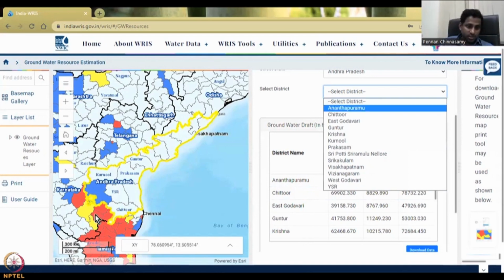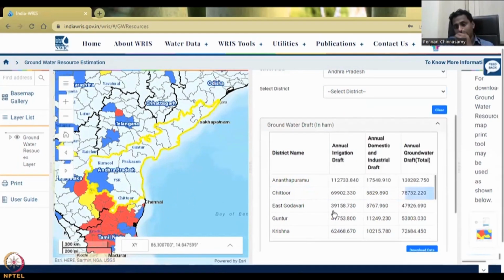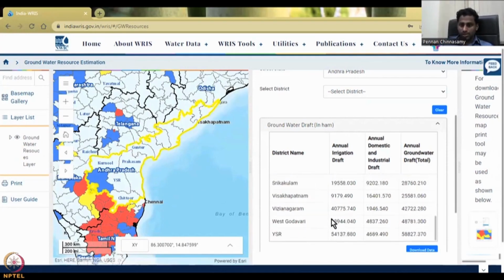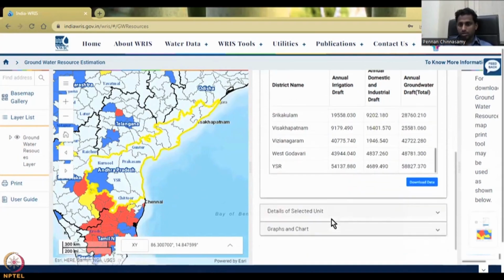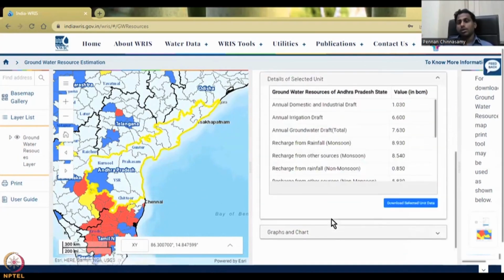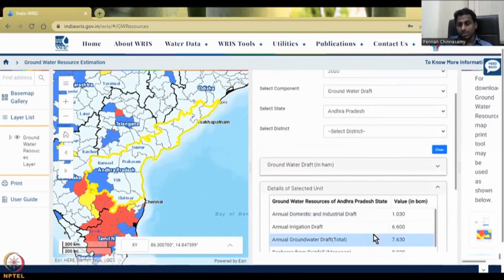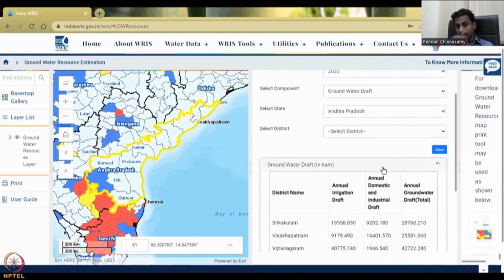So you have to select the state and then select the district to look at the district level changes. You can see here, this part around Chittoor, Chennai is actually turning red, which means it is drawing more groundwater than the recharge. So these are the district names. You can see all these here, and then you can download if you want. And then you could see individual. So this is the state, right? This is the annual draft, and then the initial draft.